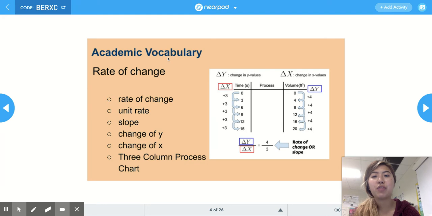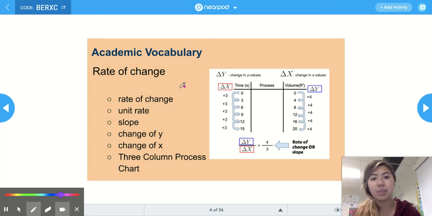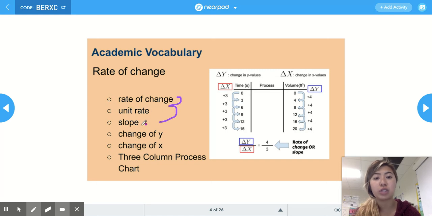The academic vocabulary for today is the words rate of change, unit rate, and slope. All of these represent the same idea or same concept. So anytime you see rate of change, unit rate, or slope, you're finding the change of y over the change of x. And this triangle right here is the delta symbol, and it represents change of. So change in y values over the change in x is how you find the rate of change, unit rate, and slope.